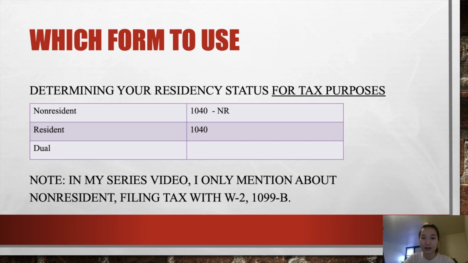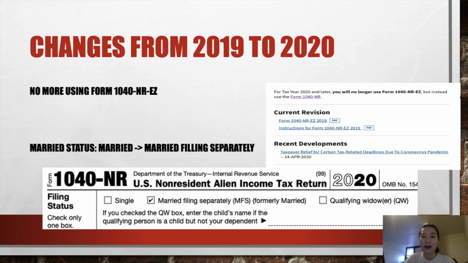The two biggest changes are that we no longer use Form 1040 and 1040NR-EZ, whether you are married or not. Instead, all of us will use Form 1040NR. The second change relates to what I mentioned above: the filing status changes to married filing separately. We cannot file jointly like before, and if your spouse has income, you also have to file separately.